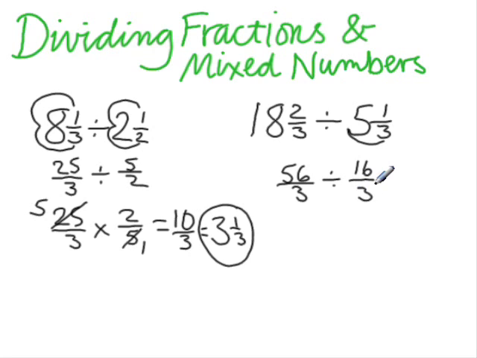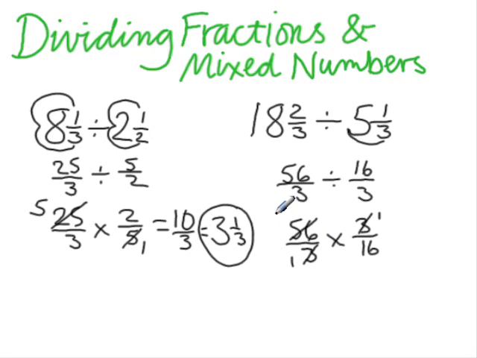The second step is to flip this over. 56/3 times 3/16. Now let's look for common factors. Automatically I see right off, we have a 3 and a 3. I also have a 56 and a 16, and I recognize that both of these numbers are multiples of 8.